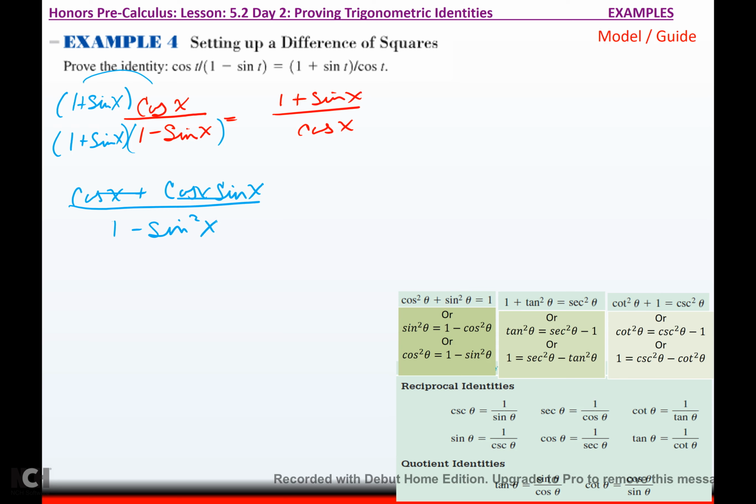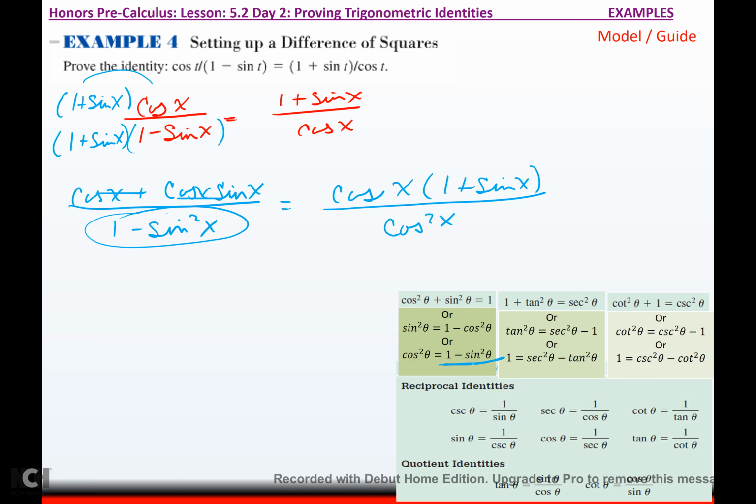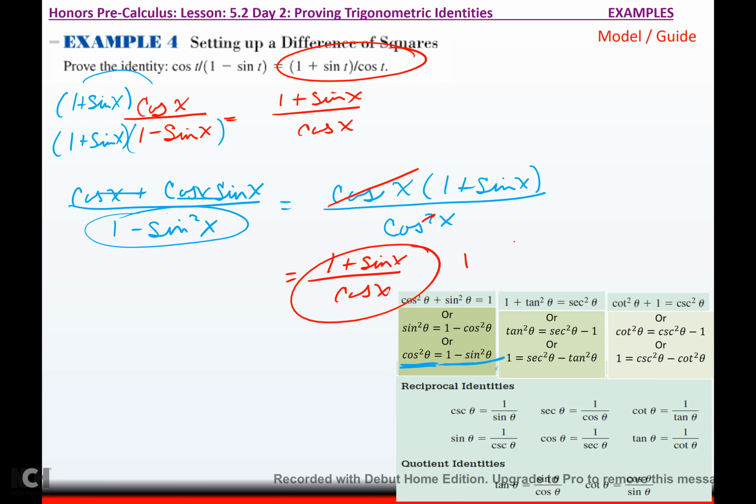All right, so then on top I can factor out a cosine. Sorry, if I factor out a cosine, I'm going to end up with 1 plus sine x, which is what I had before I distributed. Silly me. This I can replace with cosine squared x, because 1 minus sine squared x equals cosine squared x. And now one of these copies of cosine on top will cancel one of the two copies on bottom, which leaves me with 1 plus sine x over cosine x, which is what I was trying to get, so I win.